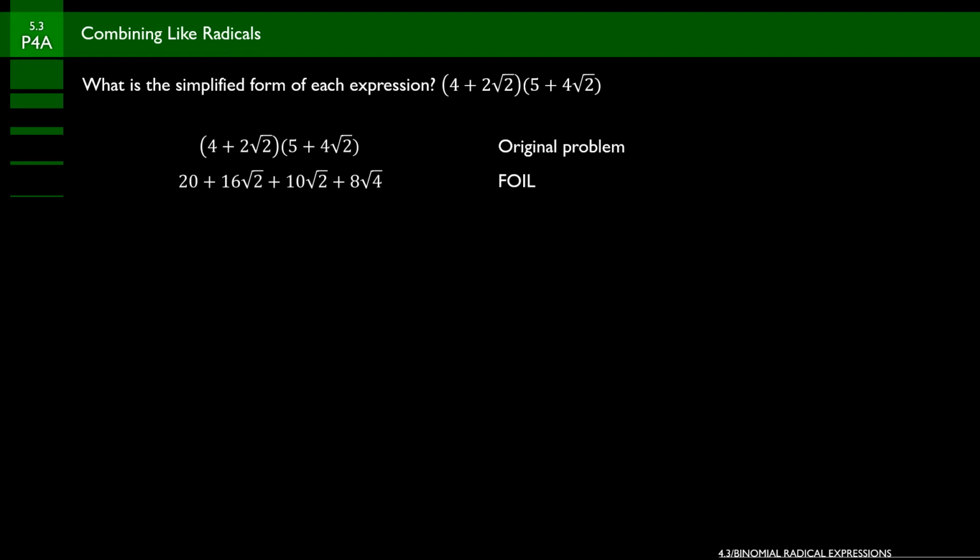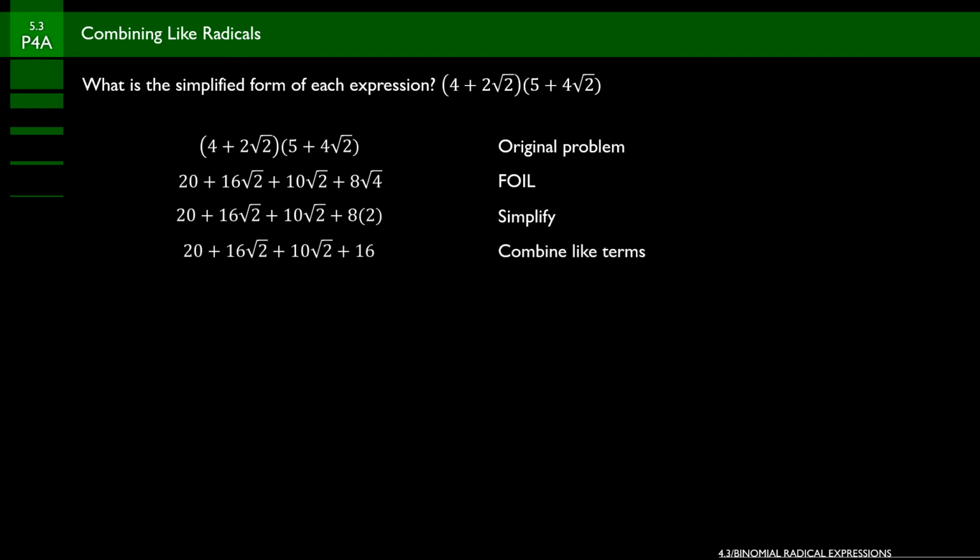Again, what we're going to do is multiply the coefficients and then multiply the radicands. So we get 8 square root of 4. Now let's go ahead and simplify that last term down to 8 times 2. And then we're going to start simplifying everything at this point. So bring down, we'll end up with 20 plus 16 square root of 2 plus 10 square root of 2 plus 16. And then combine like terms, 36 plus 26 square root of 2.